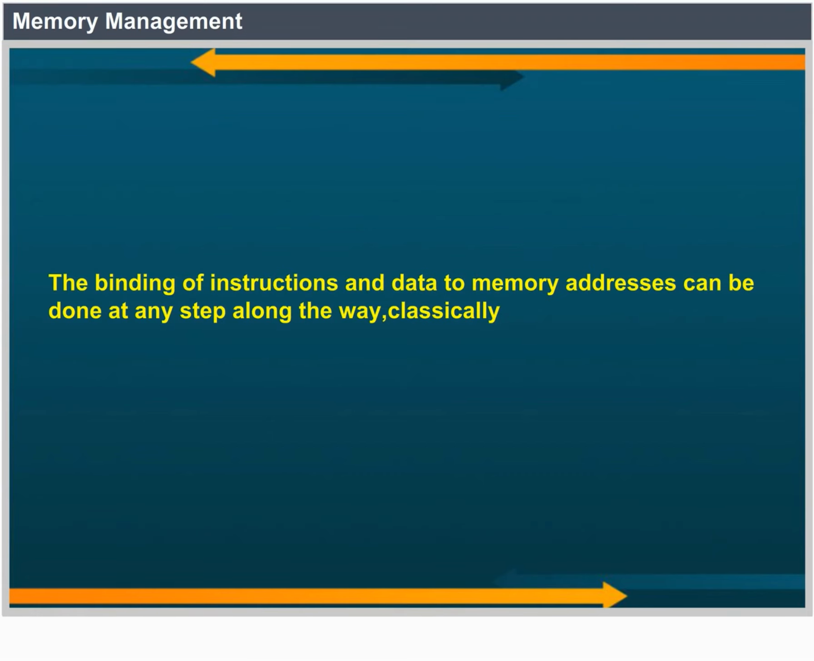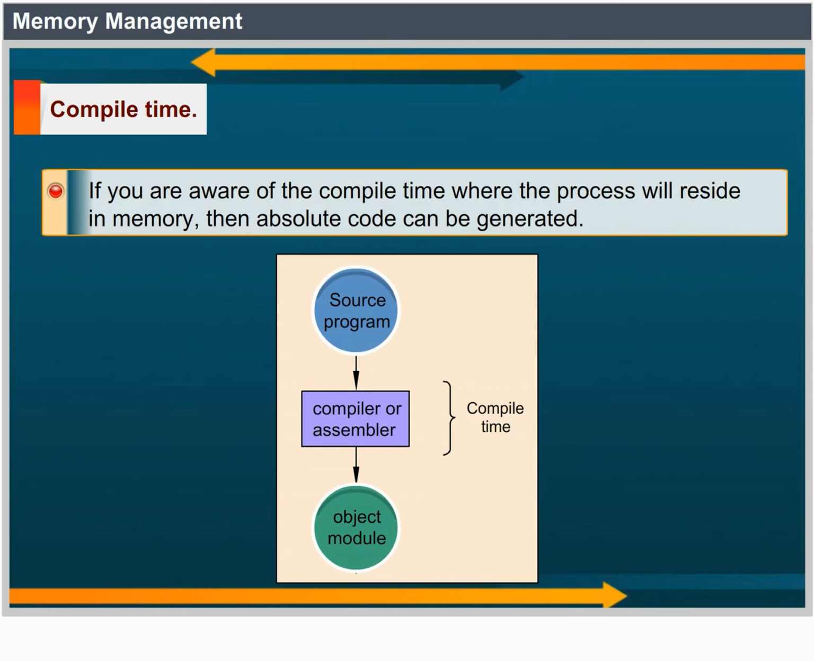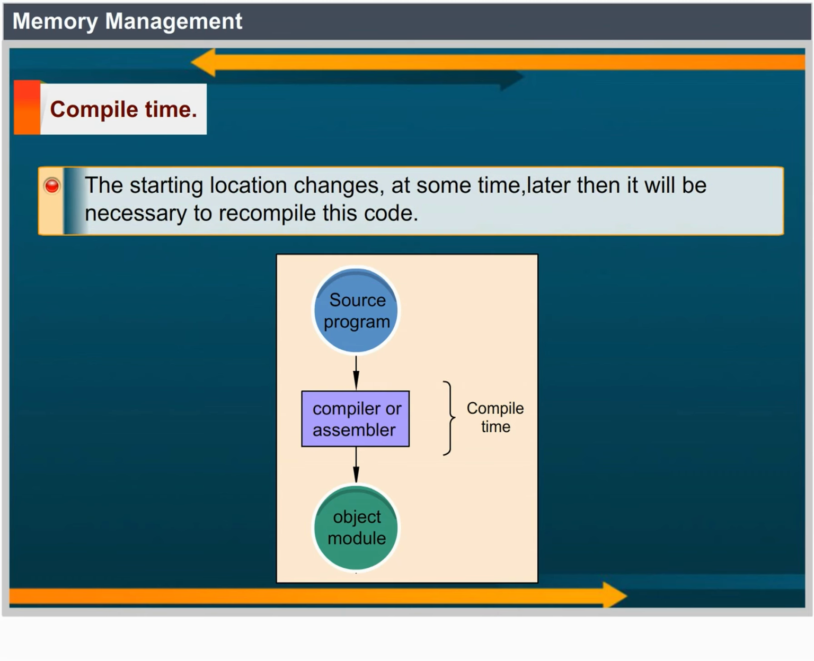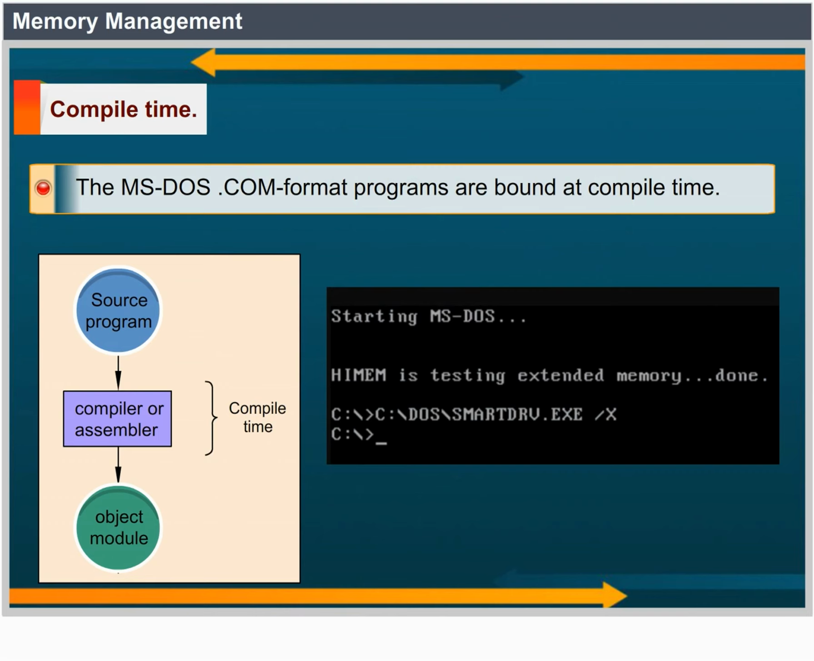Classically, the binding of instructions and data to memory addresses can be done at any step along the way. Compile time. If you know at compile time where the process will reside in memory, then absolute code can be generated. For example, if you know that a user process will reside starting at location R, then the generated compiler code will start at that location and extend up from there. If at some later time the starting location changes, then it will be necessary to recompile this code. The MS-DOS .COM format programs are bound at compile time.